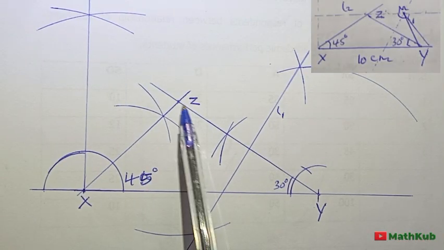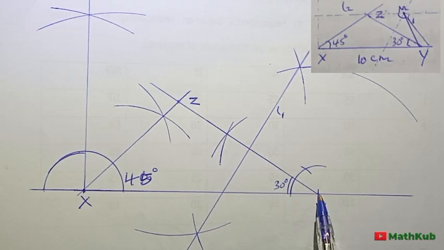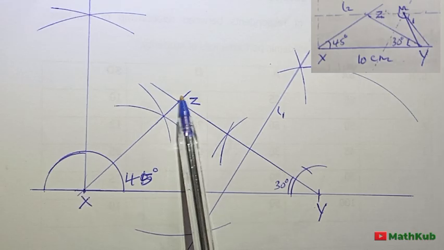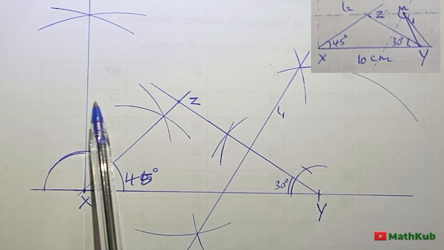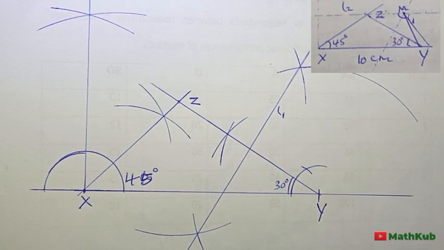The distance from Z to this point is the same as the distance from here to what? To Y. Number 3 says locus L2 of points parallel to XY through Z. So the line will be passing from here. What are we going to do? We are going to construct a parallel line, the line that is parallel to this line XY.